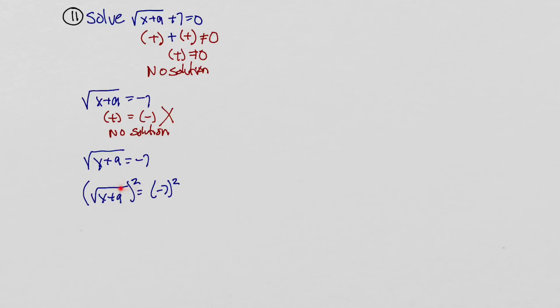On the left side, we're squaring the square root, so we know the radical comes off. So we get x plus 9 equals, now, -7 squared is 49. Let's subtract 9, so we'll get x equals 40. And that is, we think, a potential solution. But we need to check this.